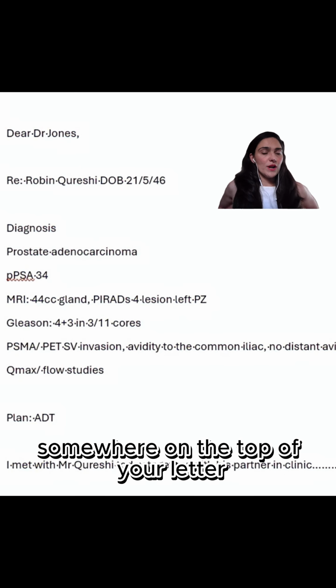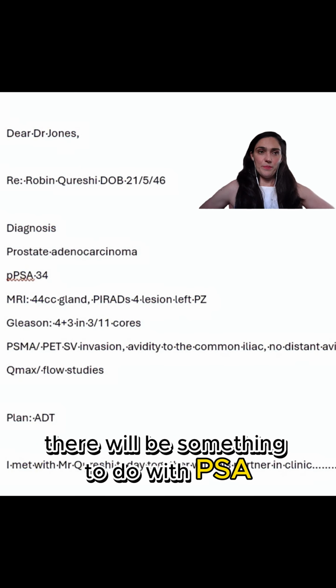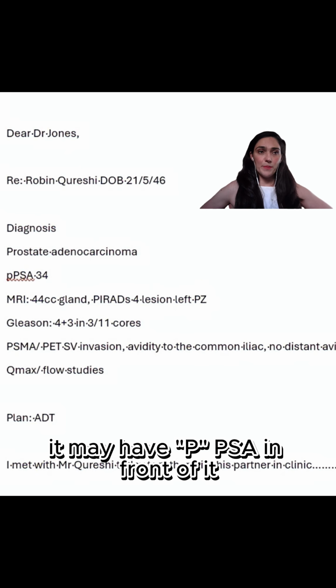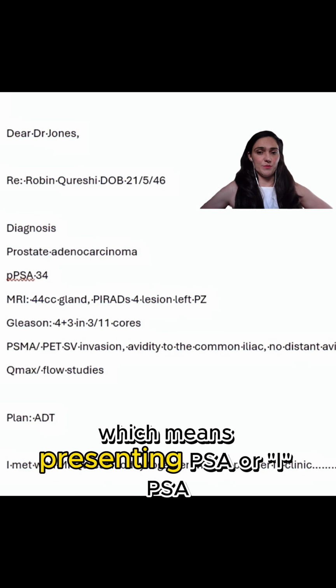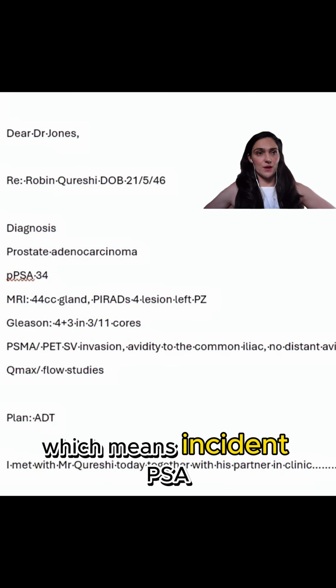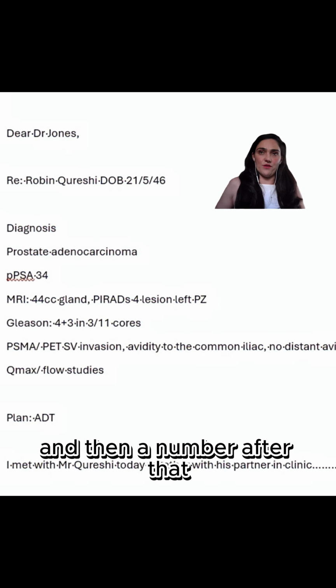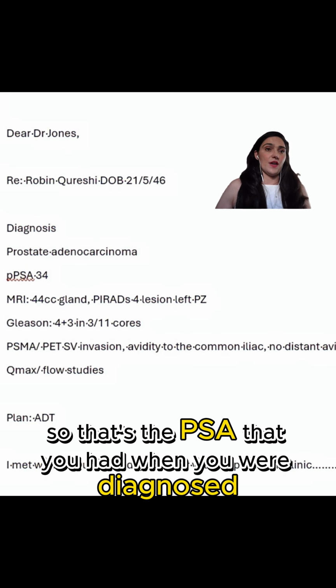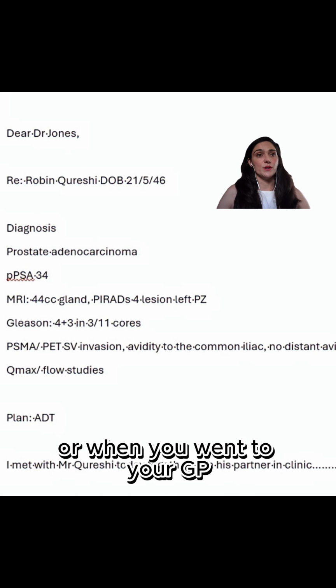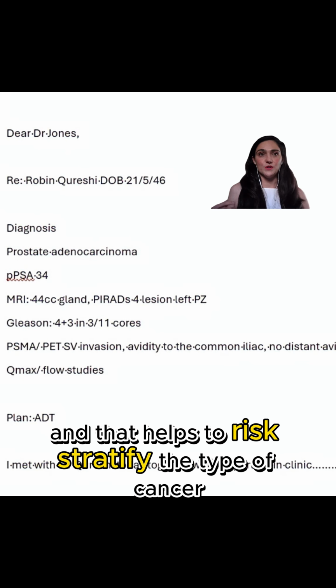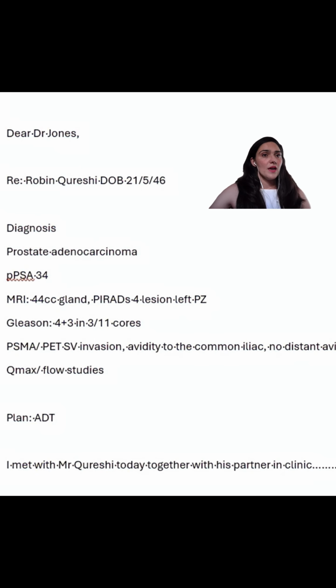Somewhere on the top of your letter there will be something to do with PSA. It may have PSA in front of it, which means presenting PSA, or PSA, which means incident PSA, and then a number after that. So that's the PSA that you had when you were diagnosed or when you went to your GP, and that helps to risk stratify the type of cancer.